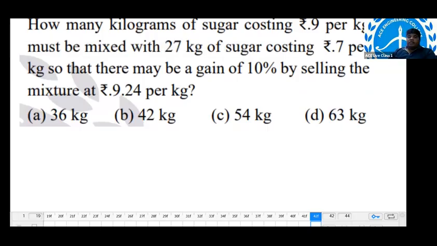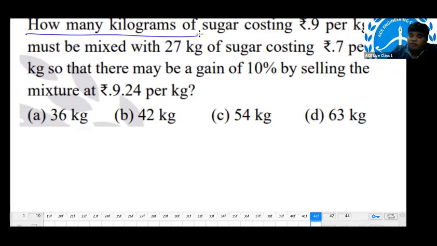Read the question slowly, word by word, line by line, it is important. How many kilograms of sugar costing 9 rupees per kg must be mixed with 27 kgs of sugar costing 7 rupees per kg, so that there may be a gain of 10% by selling the mixture at 9 rupees 24 paise per kg.